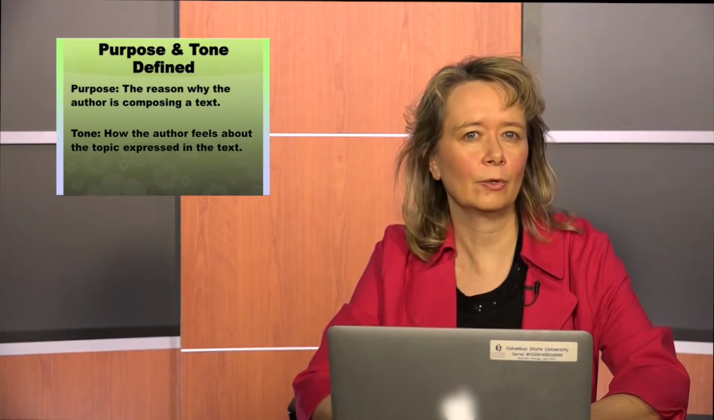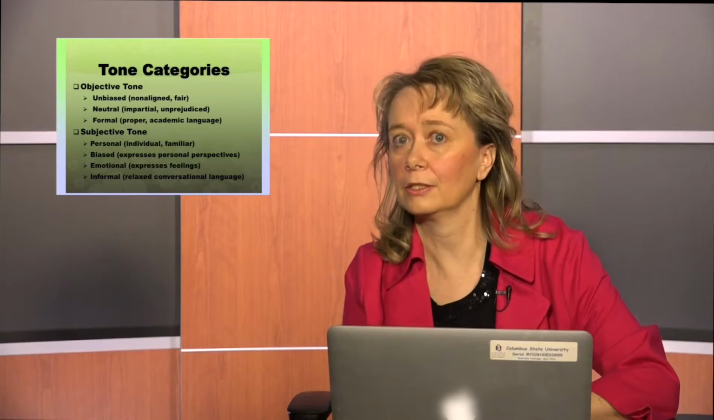Now let's look at the categories of tone, okay? There are two general categories of tone, objective tone and subjective tone. An objective tone is represented by unbiased language. It's unaligned, it's fair. A neutral tone is also another example of an objective tone, okay? It's impartial, unprejudiced. Or a formal tone, which we'll see in many academic texts, where proper academic language is utilized.